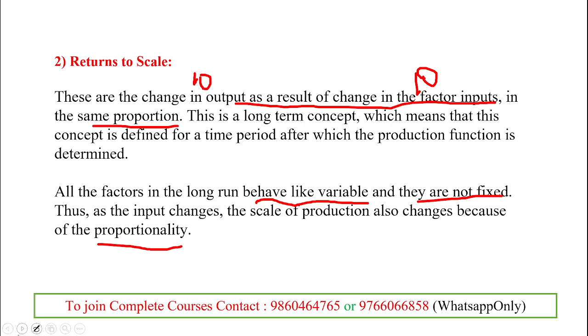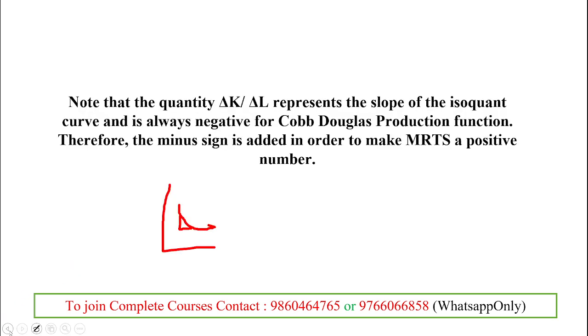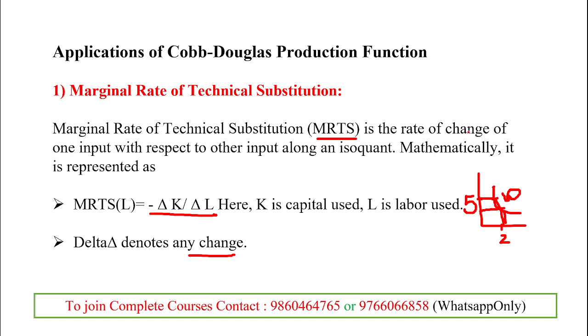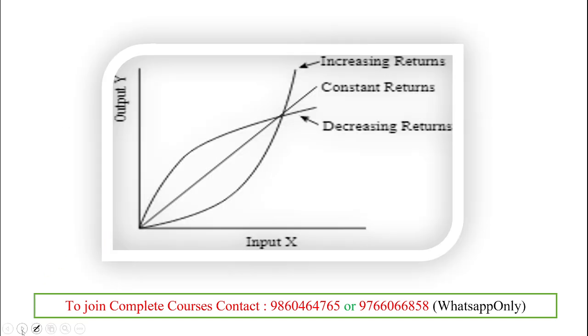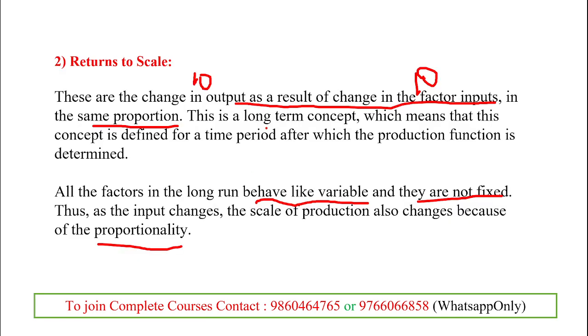So here MRTS shows the change in one input with respect to the other input along an isoquant, and returns to scale shows the change in the output as a result of change in the factor inputs in the same proportion. MRTS shows the relation between two inputs, and returns to scale shows the relation between output and inputs, in the same proportion.